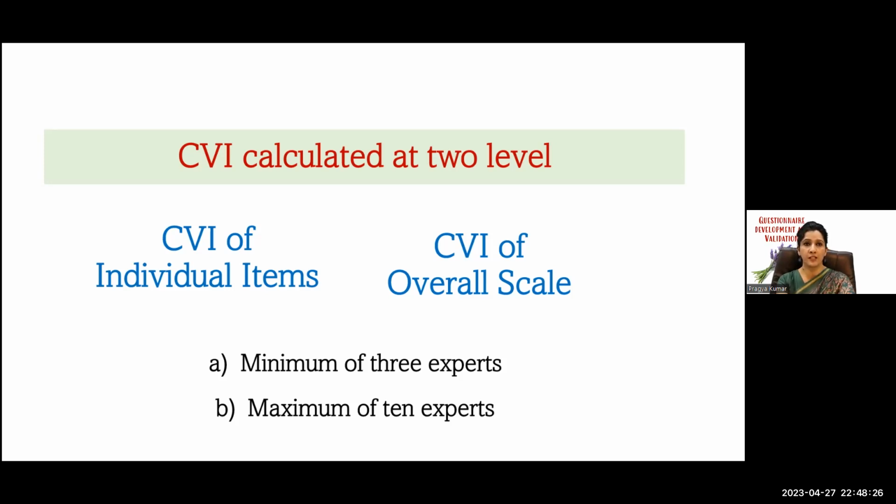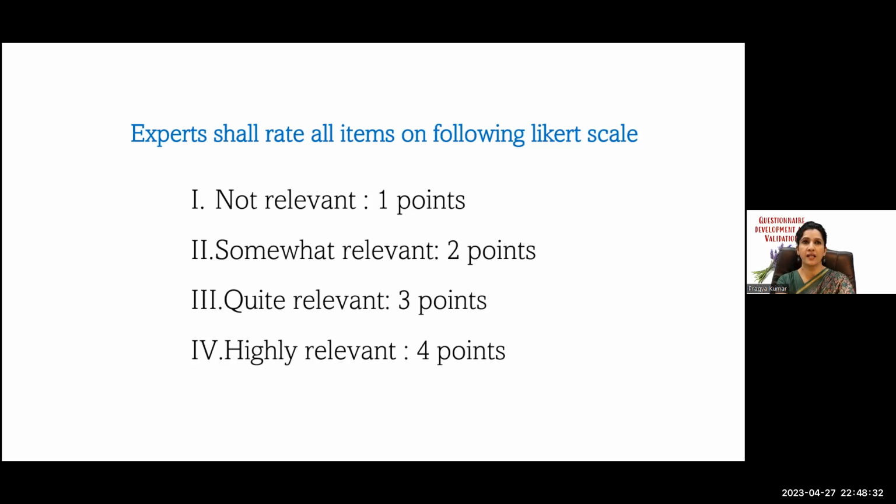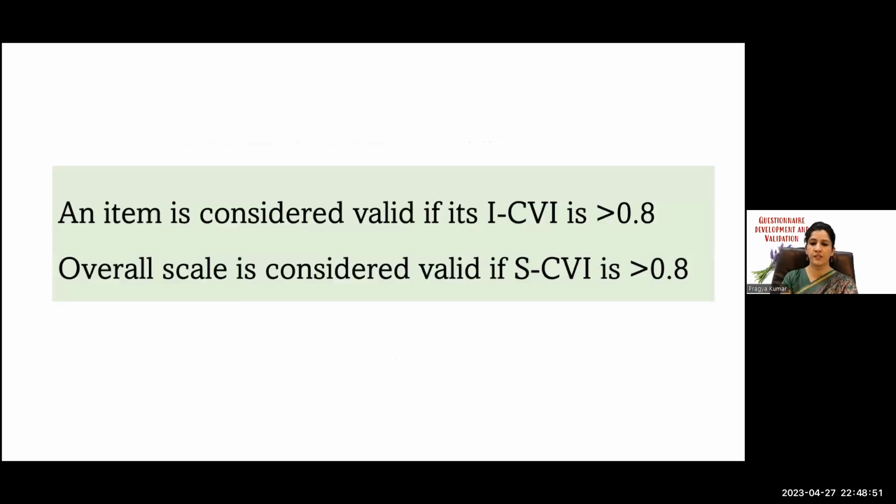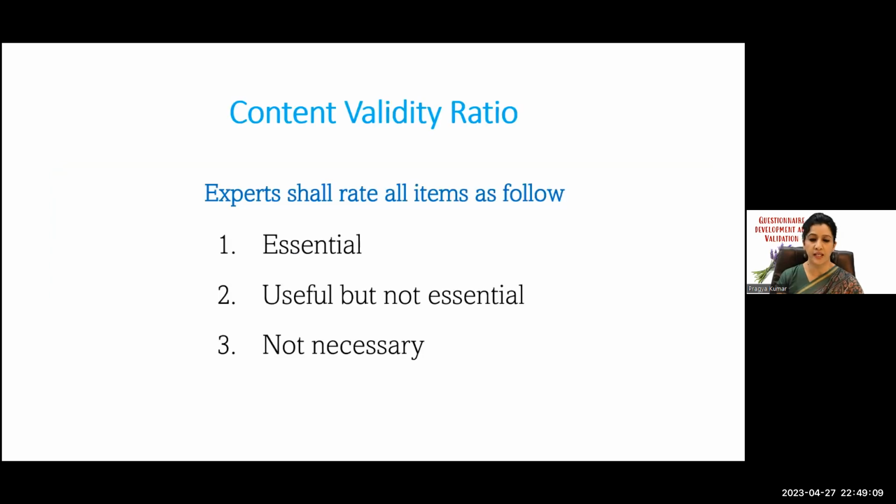A minimum of 3 experts are needed, and maximum you can have 10 to 12 experts. Experts rate the items on the following Likert scale: not relevant will be 1 point, somewhat relevant will be 2 points, quite relevant will be 3 points, and highly relevant will be 4 points. So you send your content with this 4-point scoring system. Any item is considered valid if its item-wise content validity index is more than 0.8. Similarly, the overall scale is considered valid if the scale content validity index is more than 0.8.